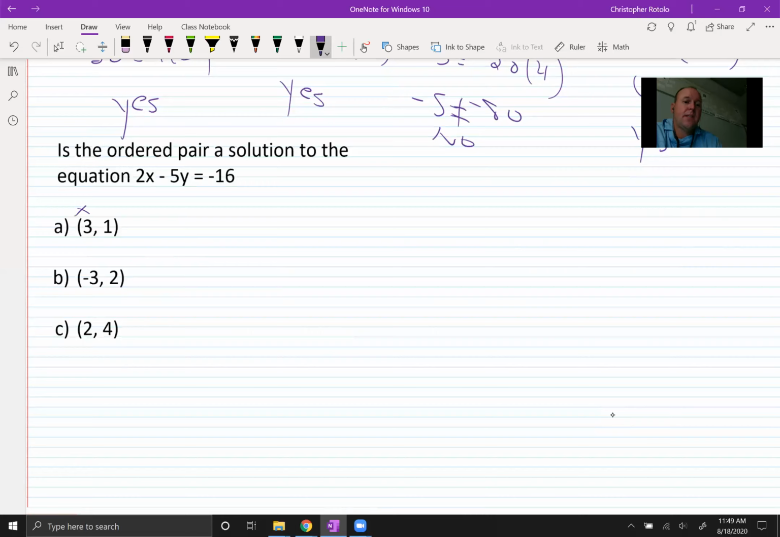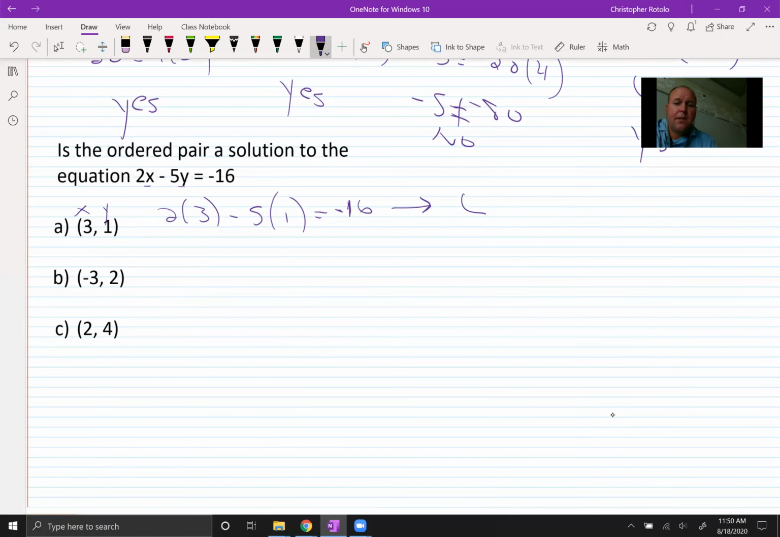So remember, it is x and y, and this equation is x and then y, so it makes it a little bit easier. So I need 2 times 3 minus 5 times 1 equals negative 16. Okay, see what it did there? I just put in the x for the x, 3, and the y was 1, and went in for y. So we're in pretty good shape.